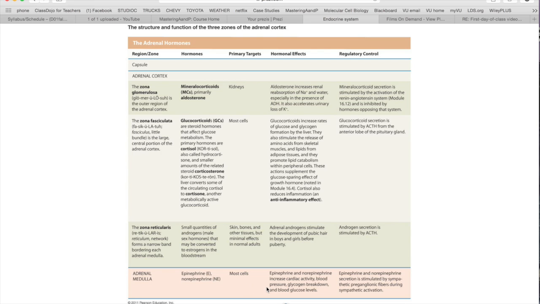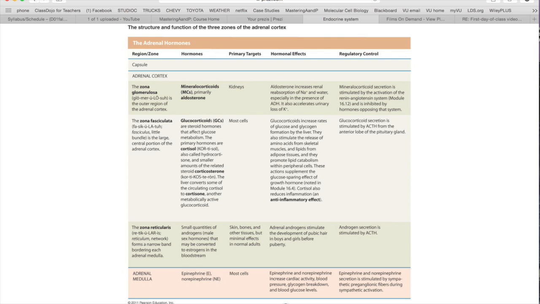Epinephrine and norepinephrine we talked about with the autonomic nervous system. They're part of that fight or flight response, getting you ready for a fight or ready to run away.